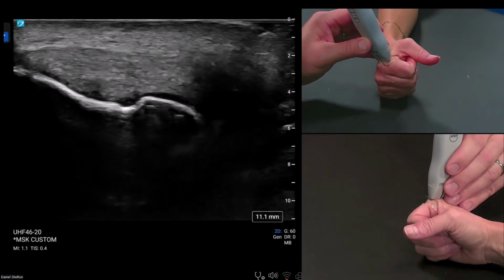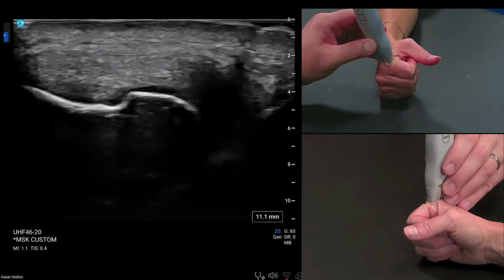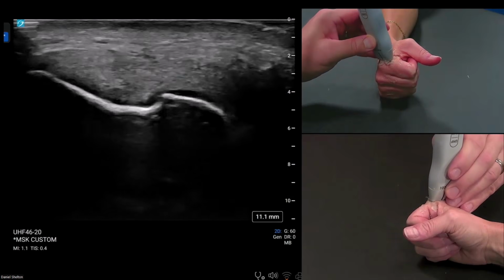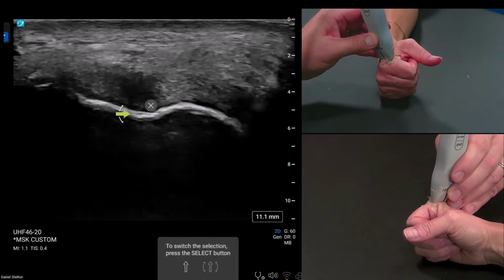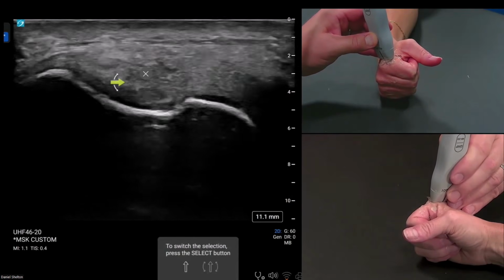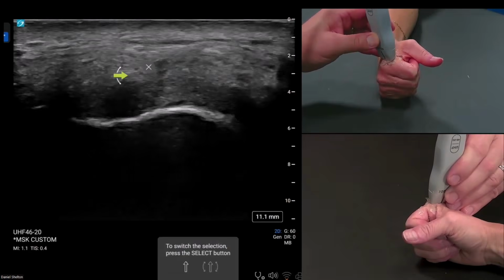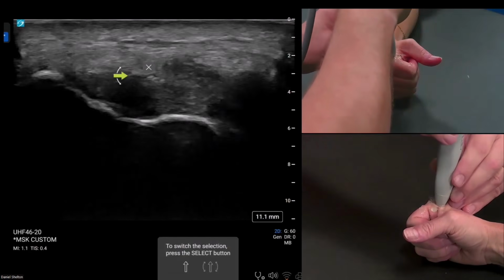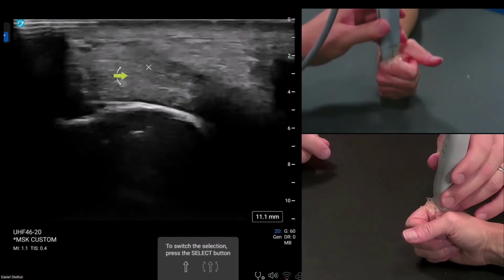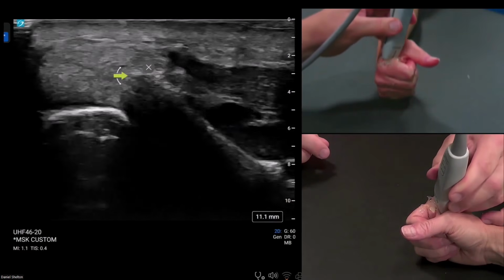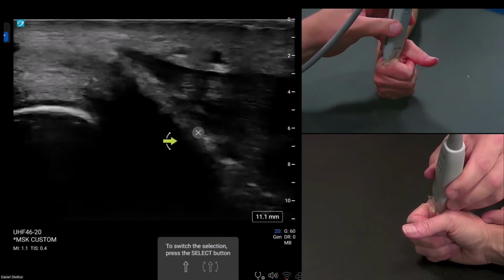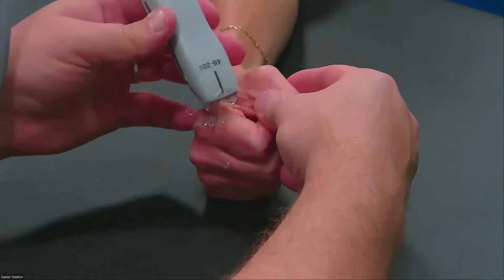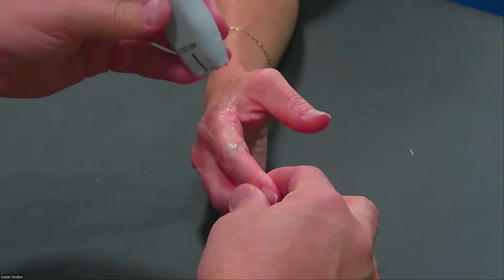But here we can see a really, really nice primary collateral. And if I go a bit more volar, we'll see the shadow show itself here of the accessory. And the accessory is in short axis in this particular case. So I would just rotate the transducer and point it down towards the palm. And then we can follow the primary collateral shadow, basically at this point, all the way down to the palmar plate.